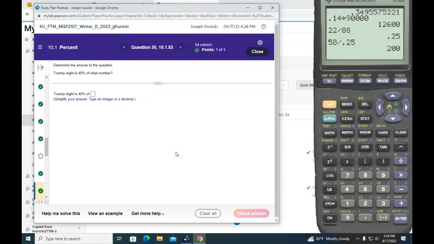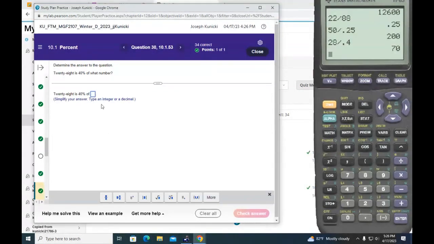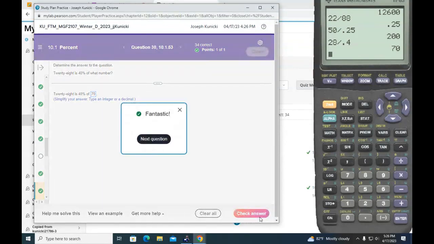28 is 40% of what number? That's the same question as this, instead of 20. So it'd be 28 divided by 0.4. So 28 divided by 0.4, 70. And then when you see the answer, you go, oh yeah, because there's 4 7s in 28, there's 10 7s in 70, so 4 out of 10 is 40%.